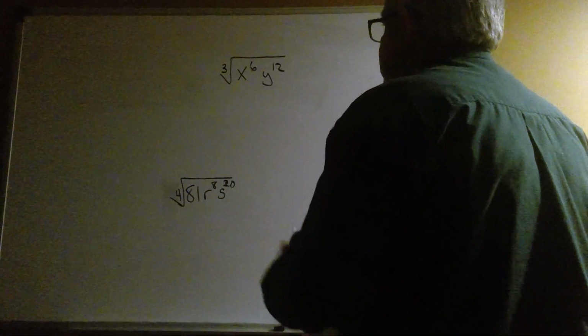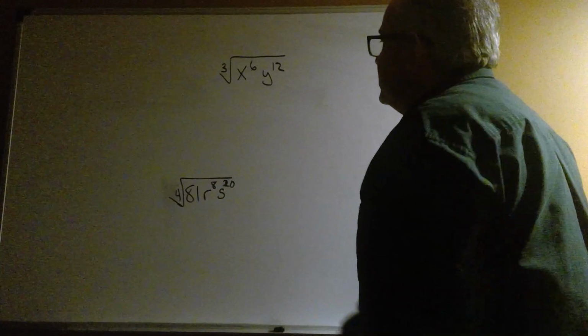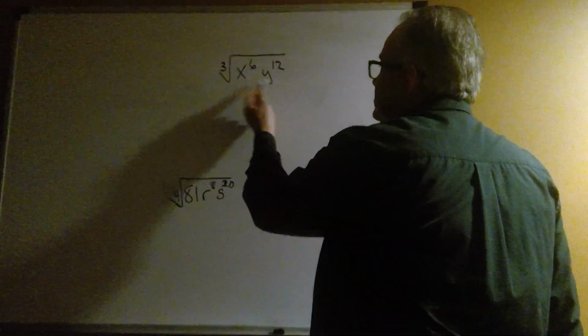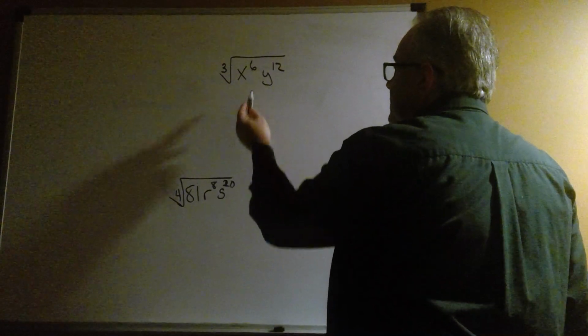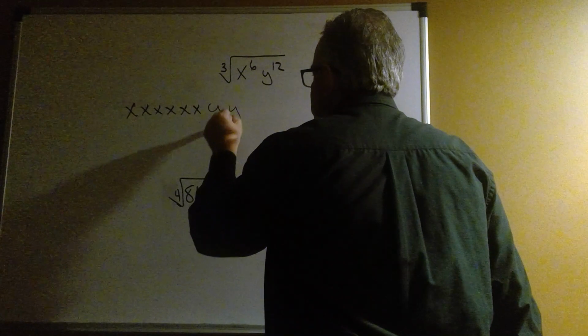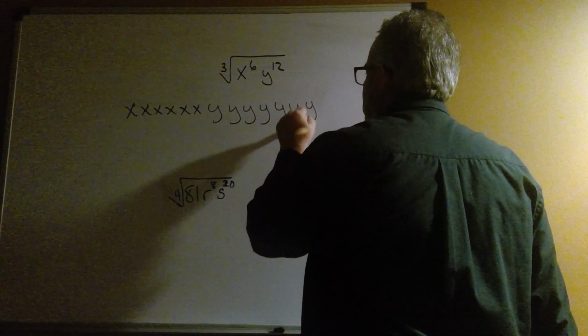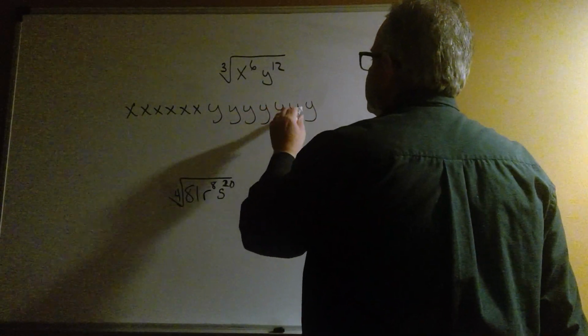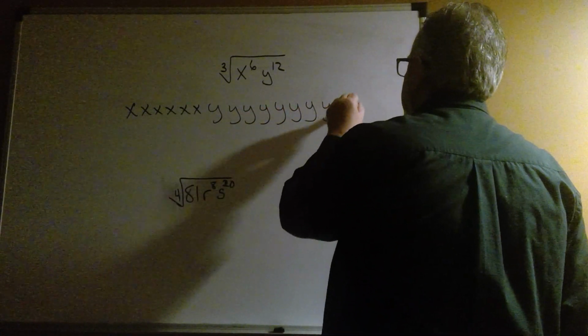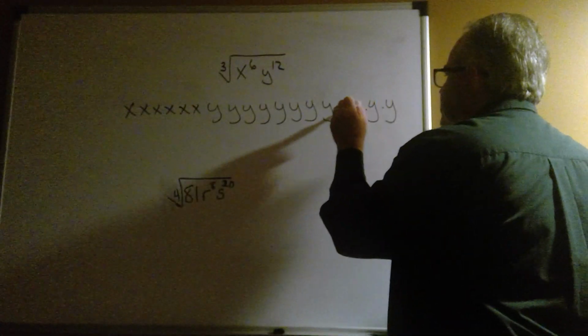Okay, so let's see. Now, here I've got the cube root of x to the 6, y to the 12. Oh, boy, I really don't like that. So the cube root. So I'm going to do prime factorization of this. So I got 6 x's. 1, 2, 3, 4, 5, 6. And then I've got 12 y's. Yuck. Y times y times y times y times y times y times y. How many is that? 2, 3, 4, 5, 6, 7, 8, 9, 10, 11, 12. And these are all multiplied together.